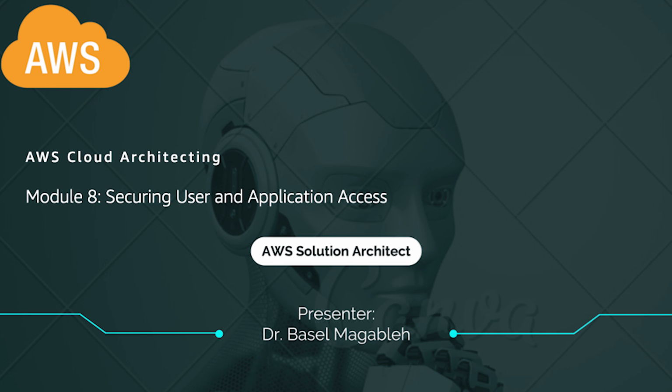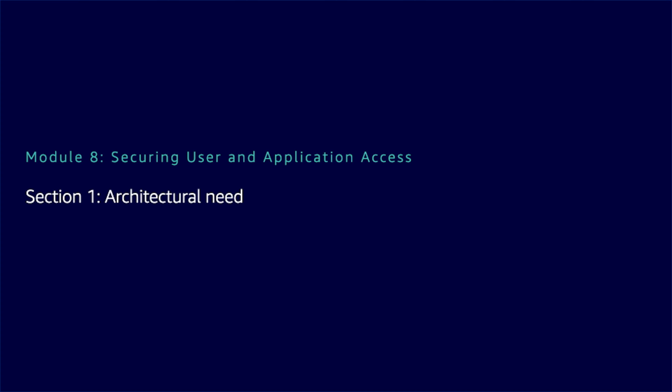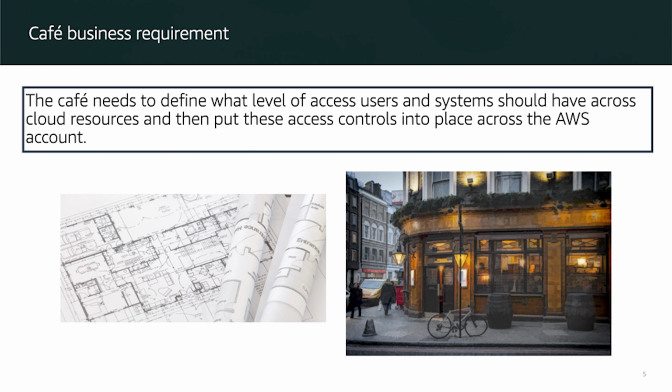So let us look at securing user and application access. In securing application and user access, we have an architectural need from our beloved business, which is the cafe. The cafe needs to define what level of access users and systems should have across cloud resources, and then they want to put these access controls into place across the AWS account.